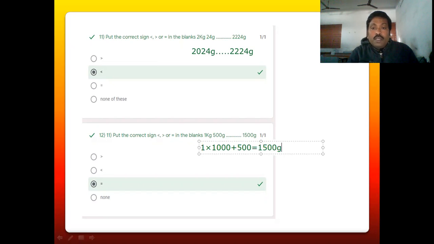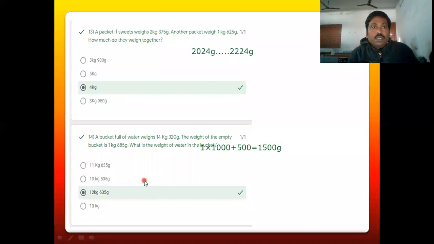1500 gram. And we see that here is the 1500 gram, and here is also 1500 gram. Both are equal. Then our answer will be third. Okay. Now let us see question number 13.